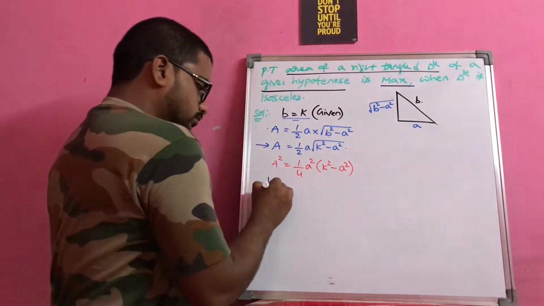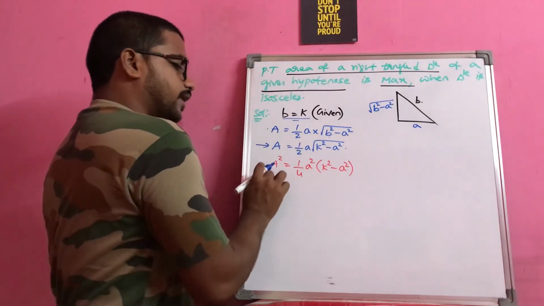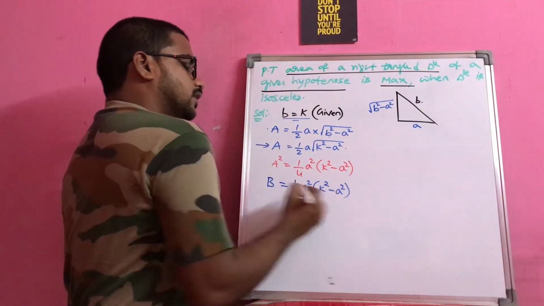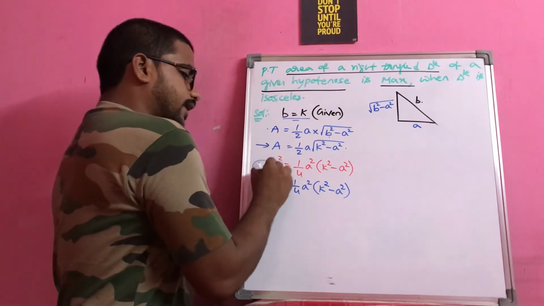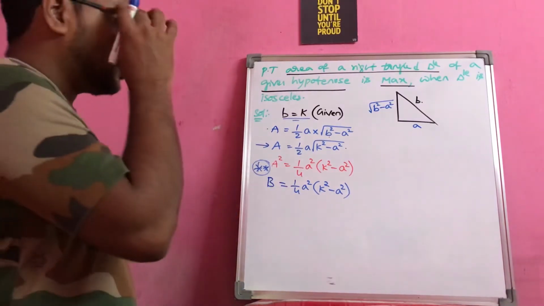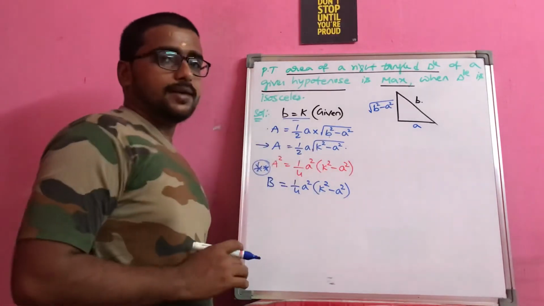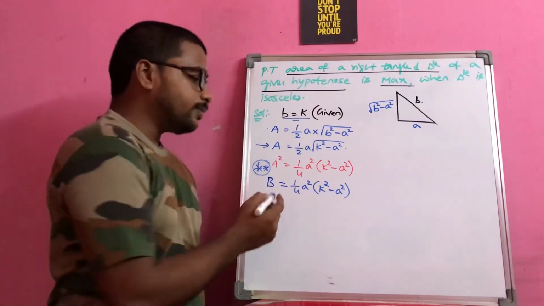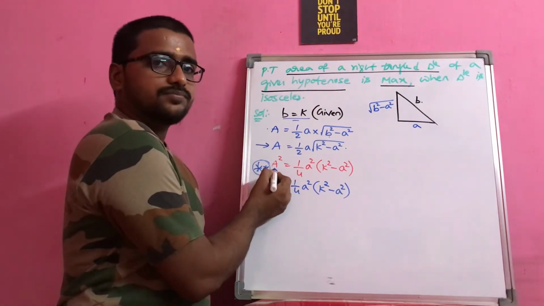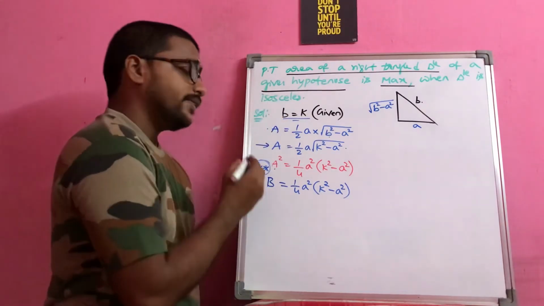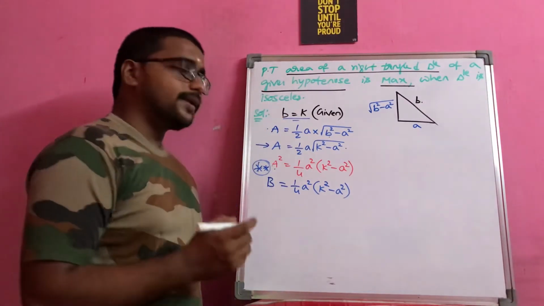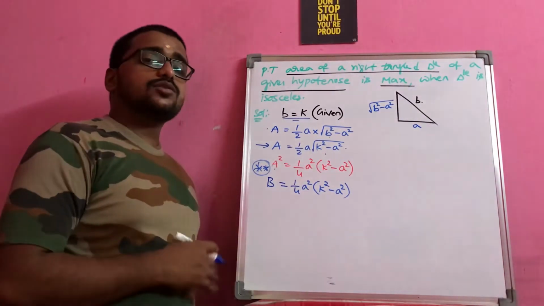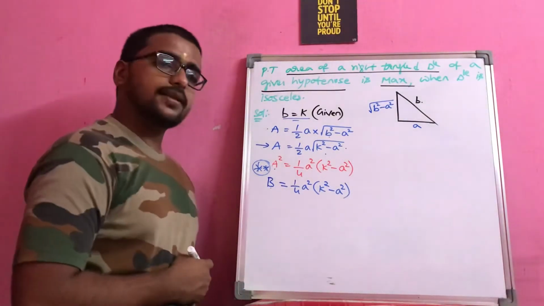So what will I do? I will give a name as B. A square I am taking as B, 1 by 4 a square k square minus a square. This point you should understand very clearly, please don't get confused. Here I am squaring A to avoid the radical, but if I apply differentiation on both sides, again I will be getting 2A dA by da, d capital A by d small a. Again in place of capital A I have to substitute this function, correct? So again I am getting the radical. So to avoid that I am taking it as another variable.